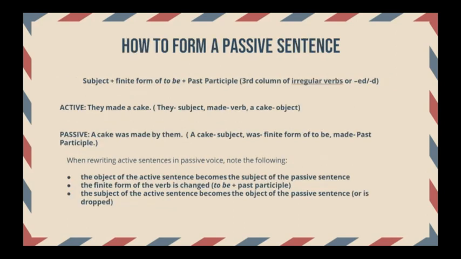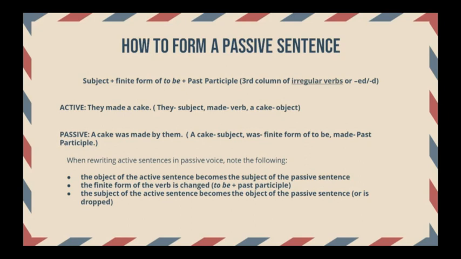Then, how to form a passive sentence. Here you have a formula, and it says we have a subject, then we have a finite form of to be, and then we have the verb in the third column of irregular verbs, or if the verb is regular, then we have the suffixes ed or d. If we have an active sentence, they made a cake, here they is the subject, made is the verb, and a cake is the object. Obviously this sentence is in past simple.